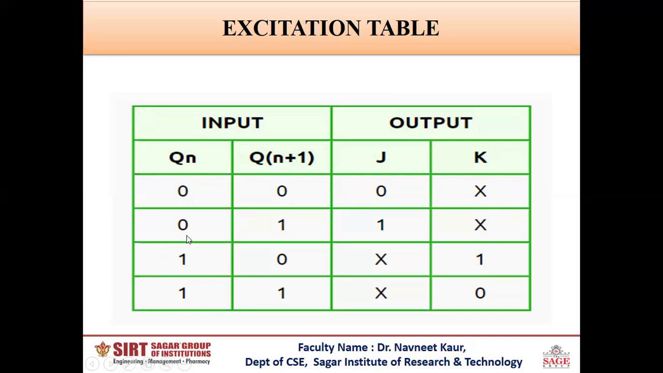Similarly, for Qn equal to 0 and Qn plus 1 equal to 1, J will always be 1, whereas K can be 0 or 1, so it is a don't care condition. Now, when Qn is 1 and Qn plus 1 is 0, K will always be 1, whereas J can be don't care. We can check this condition.